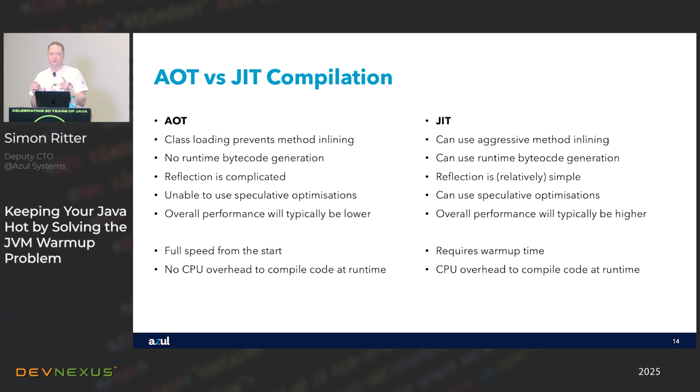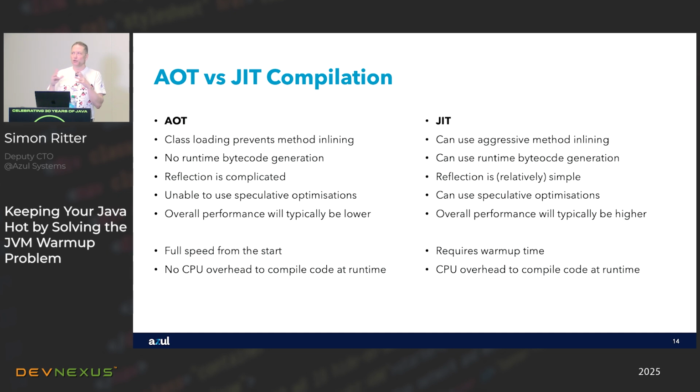So if we compare AOT versus JIT compilation. So AOT, class loading, prevents method inlining, as I said. We can't do runtime bytecode generation because we've already got our fixed set of instructions. Reflection can be done, but it's complicated. You basically have to declare everything that you want to do reflection on before you start running or compiling your application. You can't use speculative optimizations.